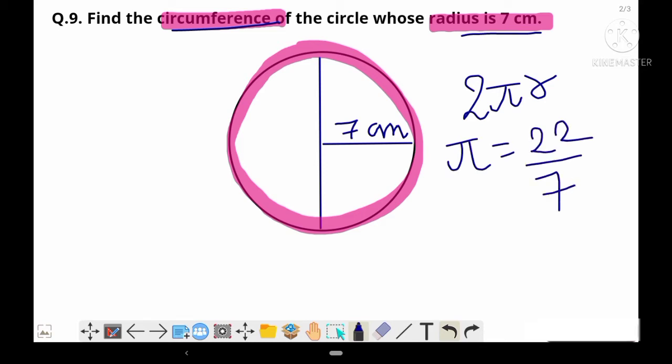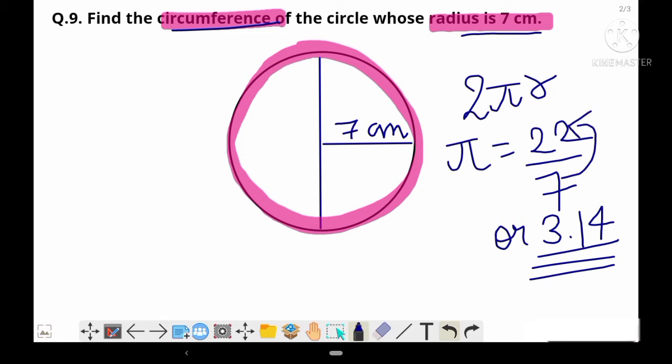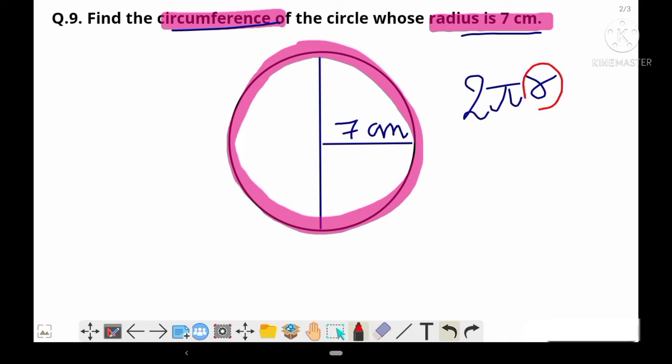22/7, or it is written as 3.14. Do you know why it is 3.14? Because when you divide 22 by 7, we get this value, so sometimes we take this value also to solve it. Now we need 22 by 7. So let's solve, and here r stands for radius and we are given the radius.